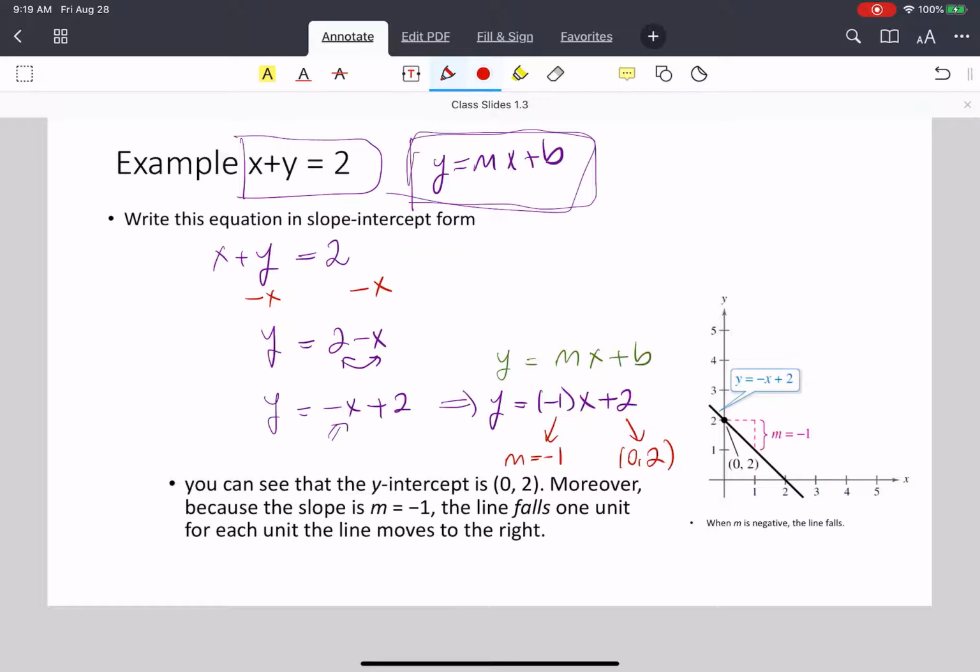You guys realize because my slope is negative, the line falls. So whenever m is negative, whenever our slope is negative, then the line has to fall. It has to go from left to right, it has to decrease. And then because the y-intercept is 0, comma 2, the line has to pass through 2 on the y-axis.